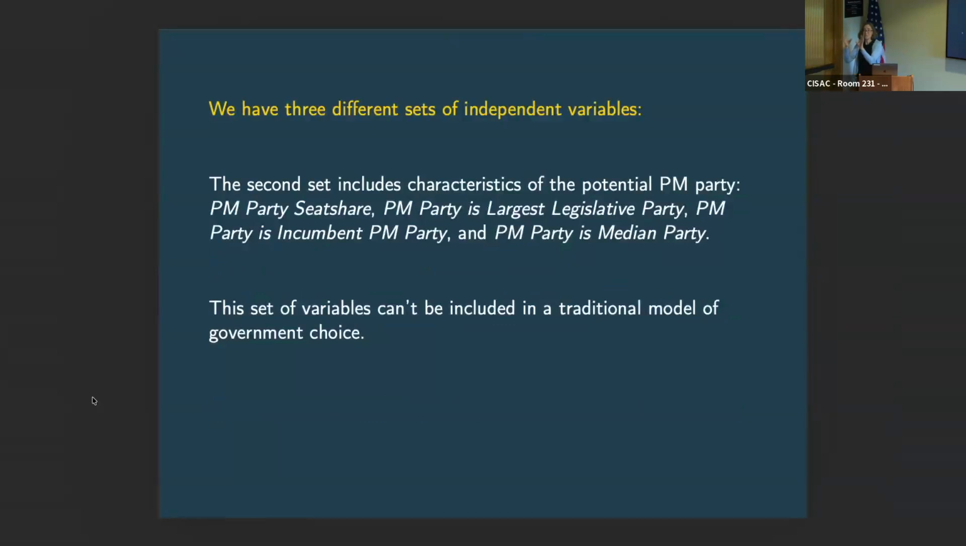The second set is exactly characteristics of prime ministerial party choice. And so you might be wondering how we take account of party characteristics when our alternatives are potential governments. What we do is have variables like the potential prime ministerial party's seat share, right? In a potential government, is the potential prime ministerial party the largest legislative party, the incumbent prime ministerial party, the median party, et cetera. And so these are variables that you couldn't have in a traditional model of government choice.